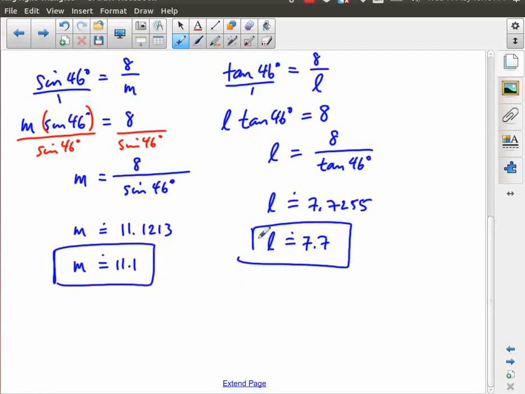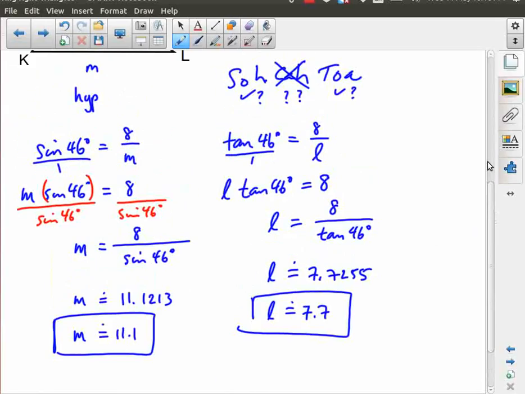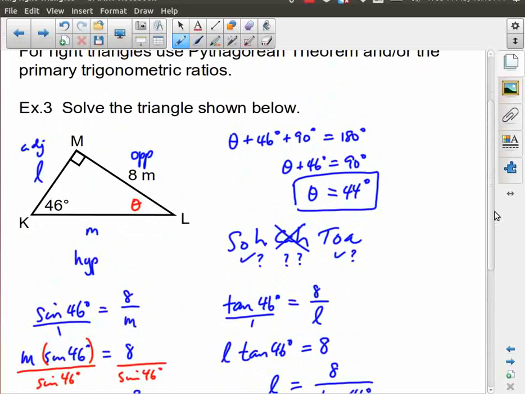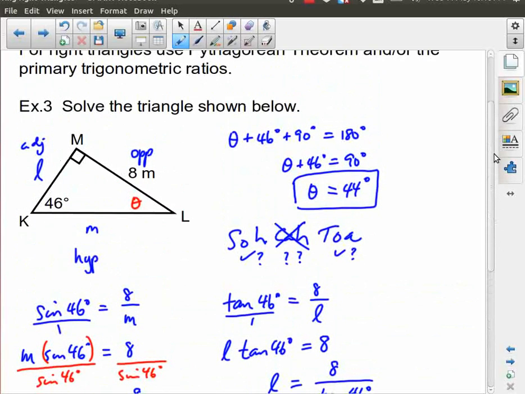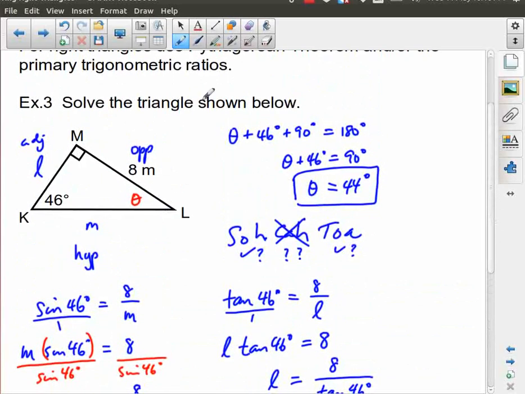And that's all well and good. That's fine. And I've already found my angle, 44 degrees. So I've solved this triangle. I don't want you thinking you have to do any more work than this. But I want to go back, and I actually now want to try to find this angle using trigonometry.